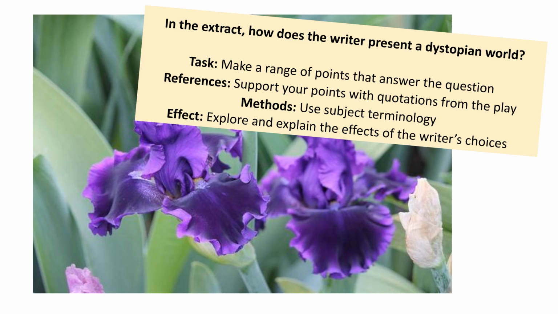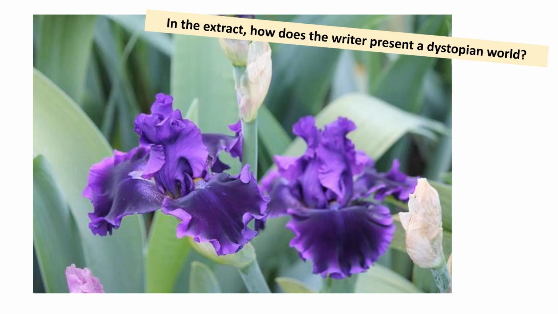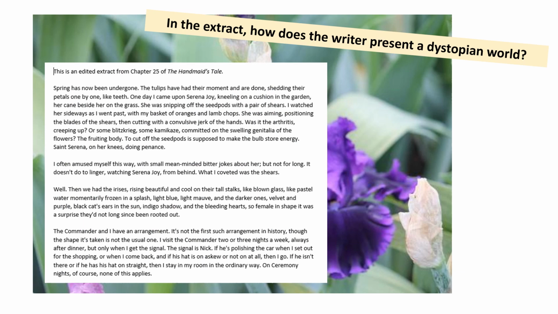In order to succeed in the mastery task, you're going to need to make a range of points about how the writer presents a dystopian world. You're going to need to use quotations from the passage. You're going to need to talk about symbolism. That's the biggest method in this passage. And you're going to need to talk about how the symbolism says something about dystopia. So hopefully your teacher has given you the extract, and we'll read that all together in a moment.